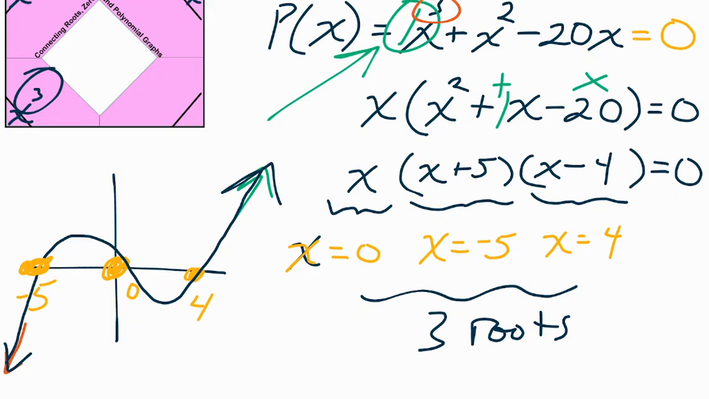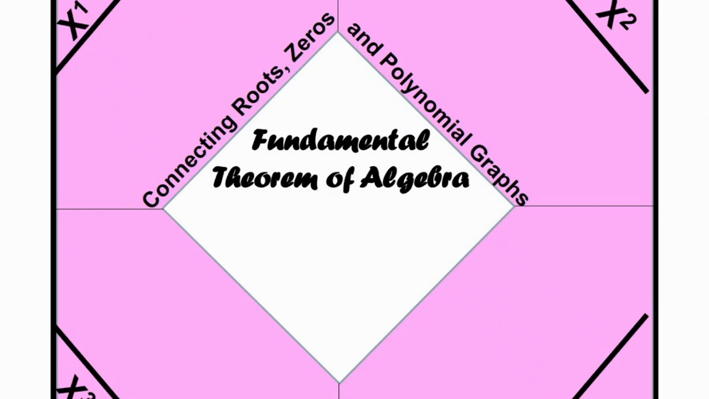Well, we have just discovered a little theorem. Do you notice the theorem? The degree is going to have everything to do with the number of roots. If the degree is 1, 1 root. If the degree is 2, 2 roots. If the degree is 3, 3 roots. Well, this is such a major idea in mathematics that we name it the fundamental theorem of algebra.